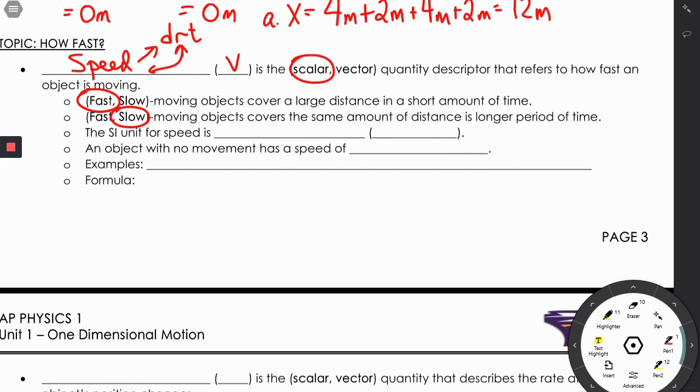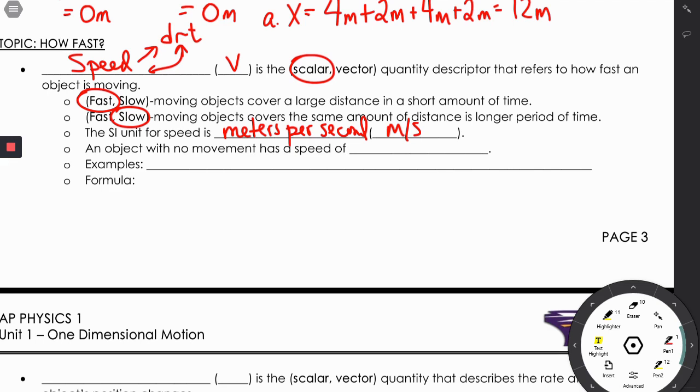The SI unit for speed is meters per second, or m over s. Again, this is the SI unit, so this is what we need to use. If you have anything else besides meters per second, you need to convert. The big conversion is miles per hour to meters per second. Kilometers per hour to meters per second is easy because it's basically just going between prefixes. With miles, I gave you the conversion factors in the last video: about 1 mile is 1,609 meters, and 3,600 seconds is 1 hour.